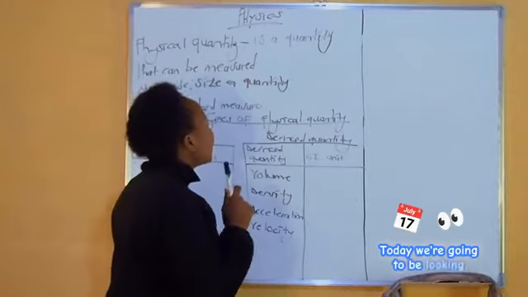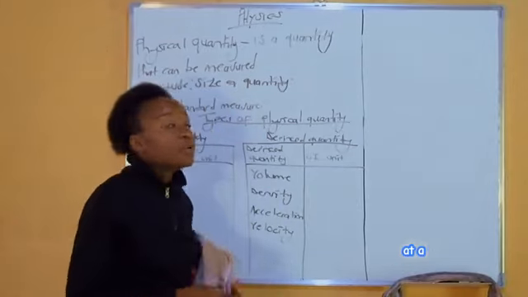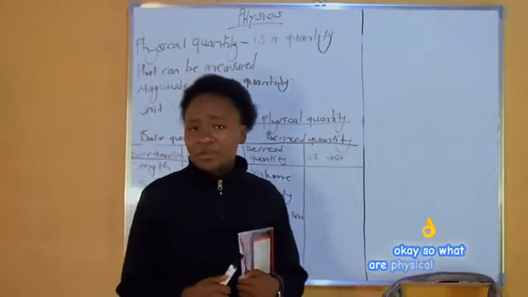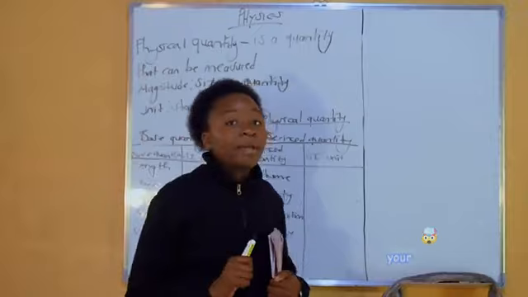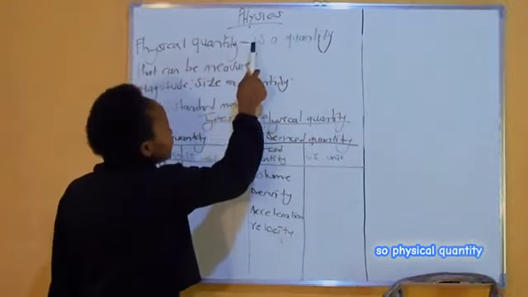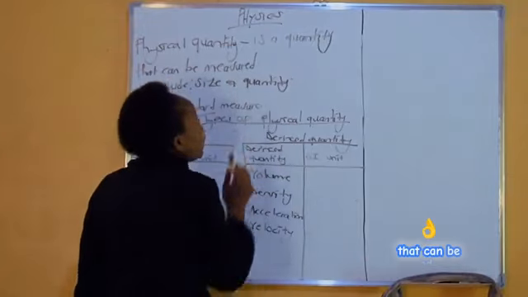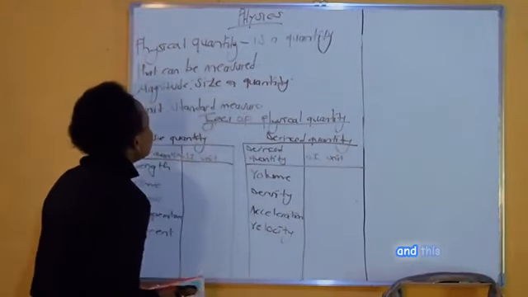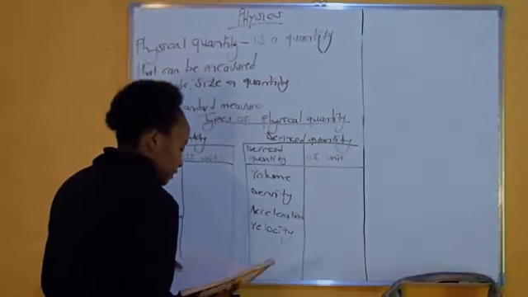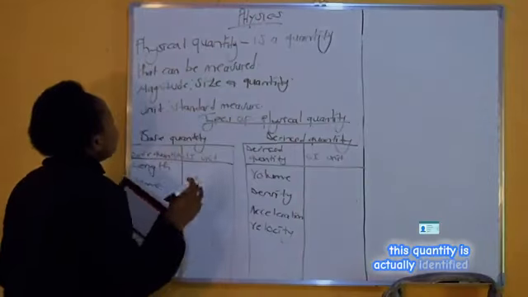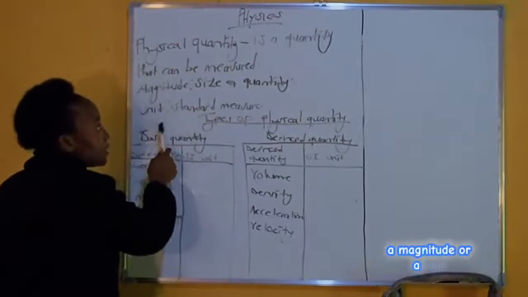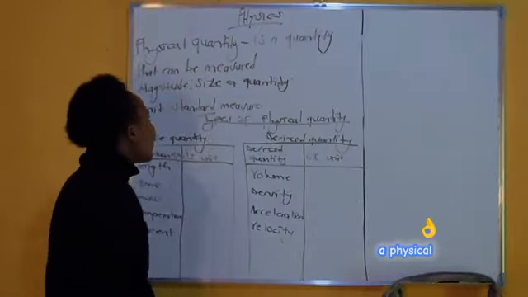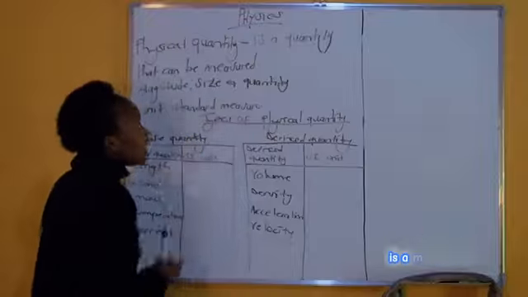Today we're going to be looking at physics, and a topic under physical quantities. So what are physical quantities? Should be able to pop in your mind. A physical quantity is a quantity that can be measured, and this quantity is identified by a magnitude and a unit. So if it has a magnitude and a unit, that is a what? A physical quantity. So what is a magnitude?